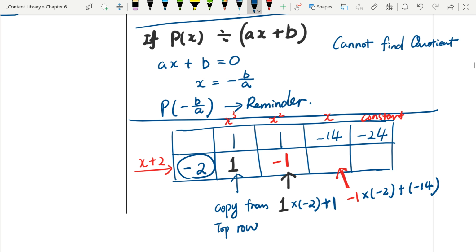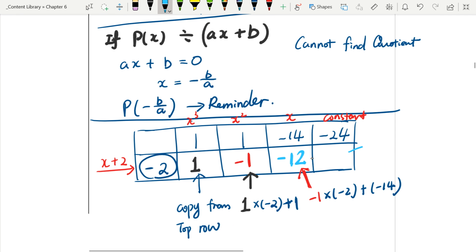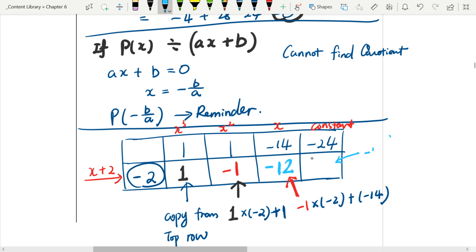So what do we have here? -12. So we write -12 in this box. As soon as we write -12, a new number has been given into the table, then -12 needs to times with the -2, and then plus the next column, which is -24. What do you get? 0. Okay, magic table. I have filled out everything now.